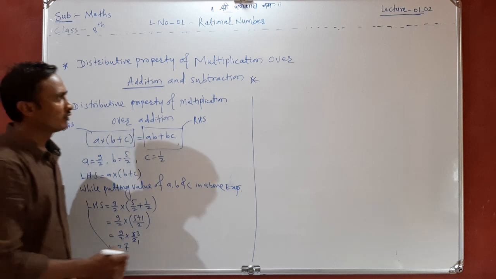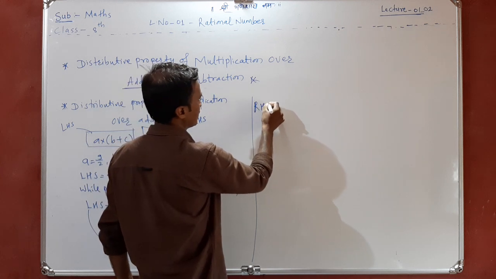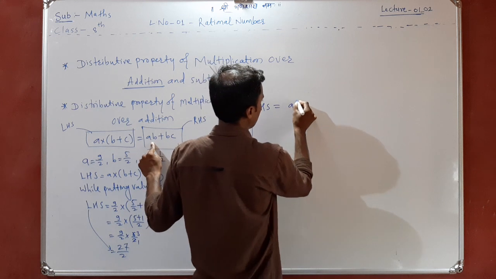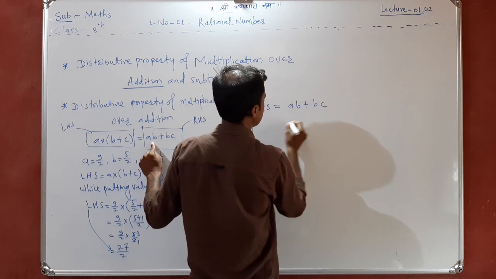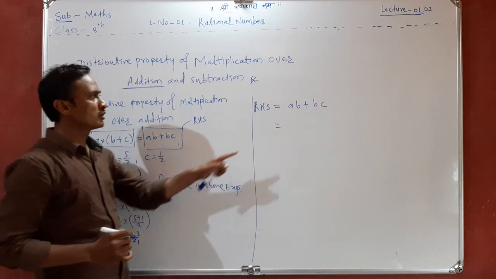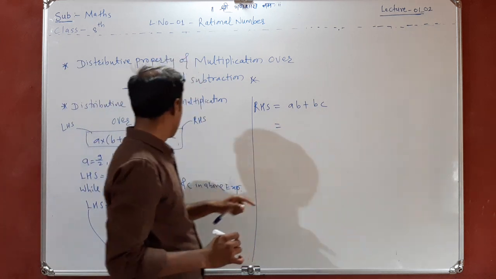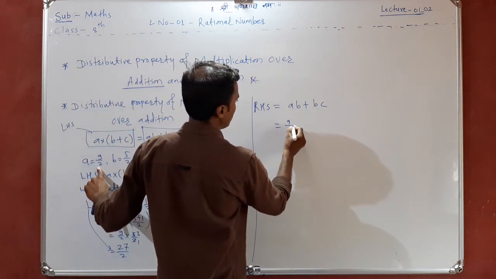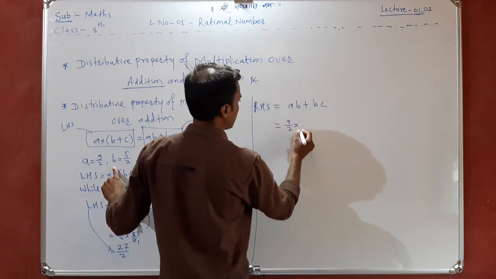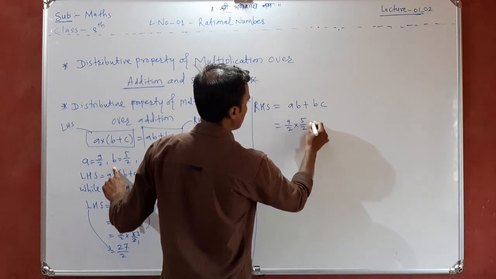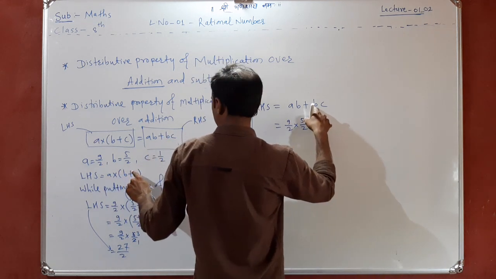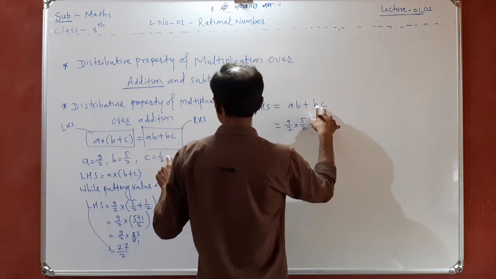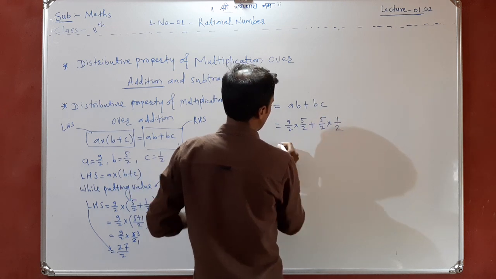Now in the same way we have to solve the RHS. The RHS is ab plus bc, but students, see again we have to replace the values of a, b, c in the given expression. Here a is equal to 9 by 2 multiplied by b, which is 5 by 2, plus again b, that is 5 by 2, multiplied by c, but the value of c is 1 by 2.